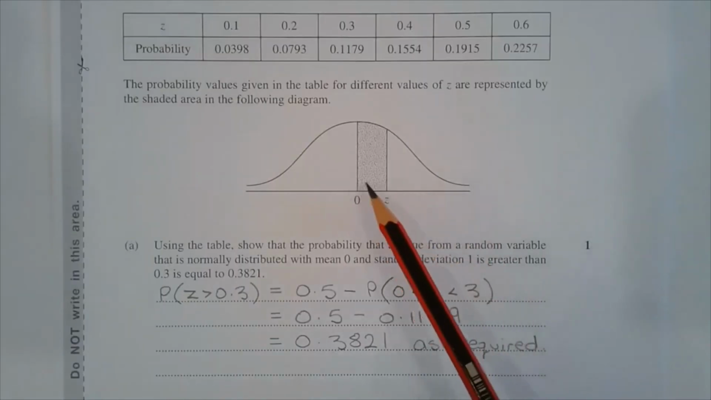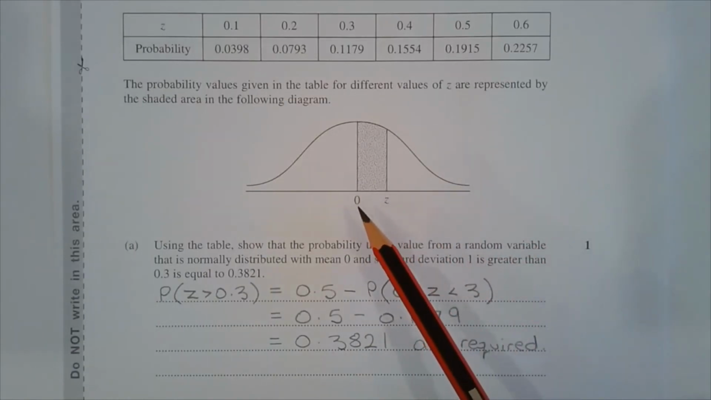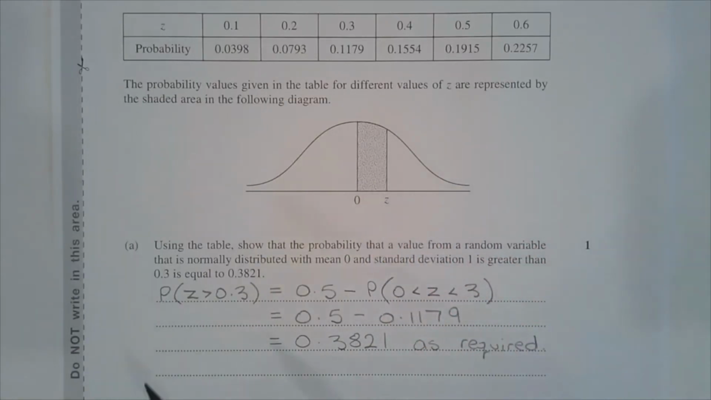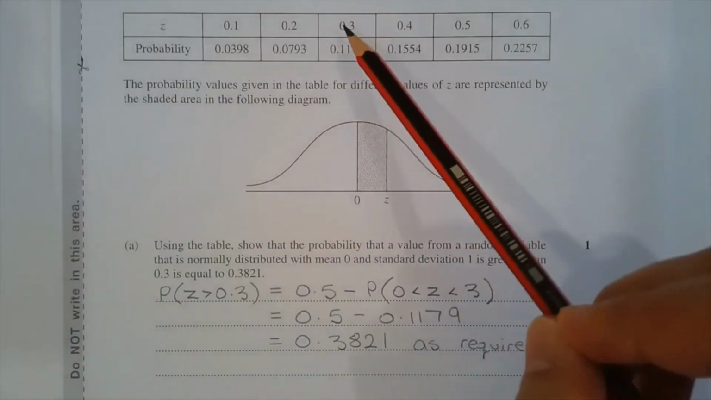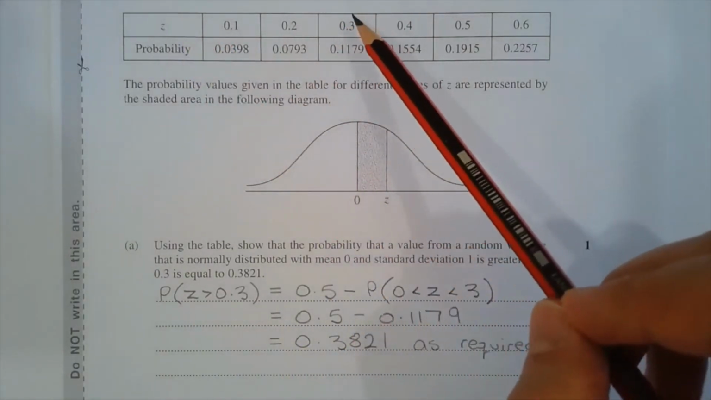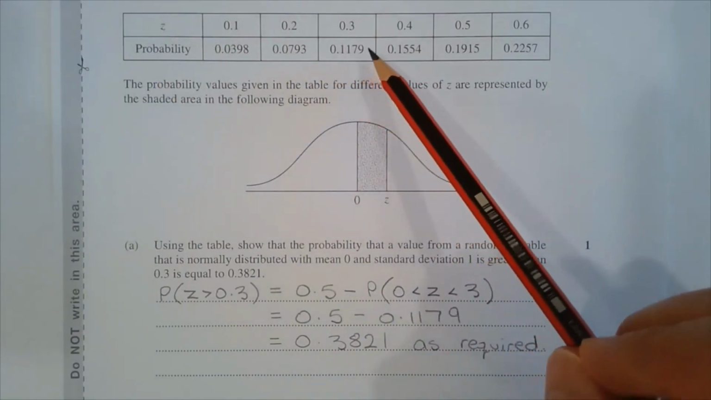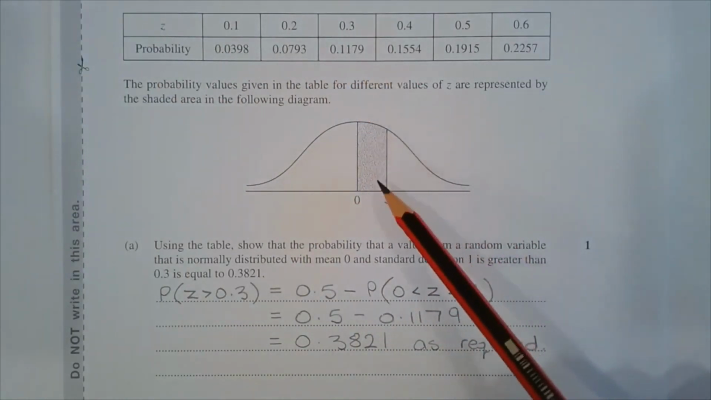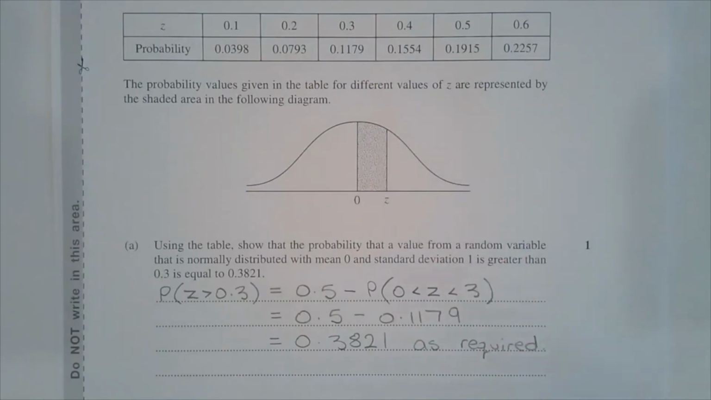The area under the normal distribution above z equals 0 is equal to 0.5. The probability that z is greater than 0.3 is equal to 0.5 minus the probability that z lies between 0 and 0.3. Referring to the table, where z is equal to 0.3, the probability is 0.1179, which is represented as the shaded area in the diagram. So the probability that z is greater than 0.3 is equal to 0.5 minus 0.1179, and that equals 0.3821 as required.